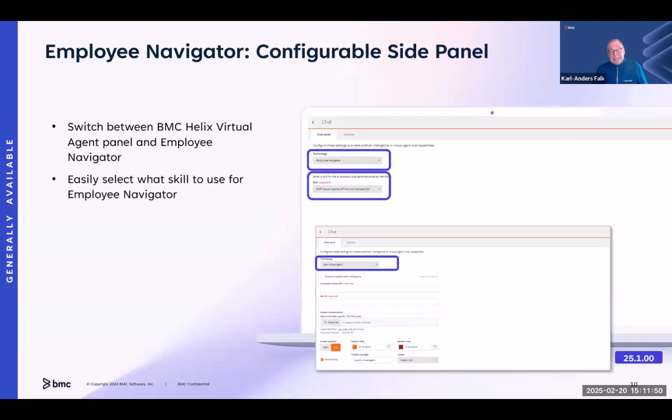Employee Navigator is available as a studio page. A search bar in the studio page can be the trigger of it. But we have also replaced the Helix Virtual Agent side panel. We did that already in the previous release, but it was a bit hard to configure. So now you have a UI where you configure either Helix GPT's Employee Navigator, or you can use the Helix Virtual Agent. That is up to you how you configure this, but you have both options, and they are in the admin panels of Digital Workplace.